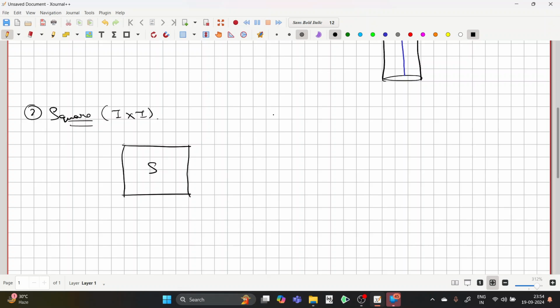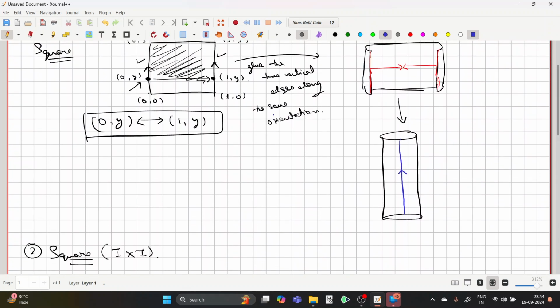Now what I'm doing is identifying these two vertical edges as I did in the previous example, but with respect to that, I'm identifying two more edges, which are the horizontal edges, and I am also doing that along the same direction. What do I mean by along the same orientation? The identification happens with respect to corresponding points. That is, this is identified with respect to this, keeping the y coordinate constant in this case.